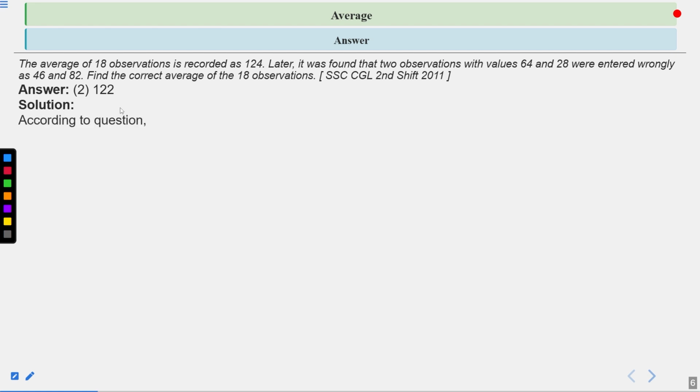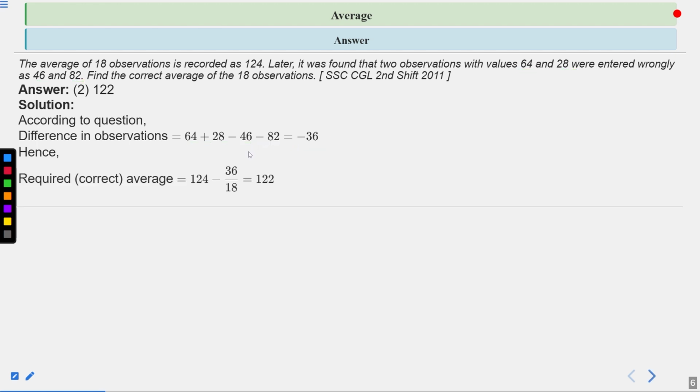So according to the question, the difference in observations arises because it should be 64 and 28 but they were wrongly entered as 46 and 82. So we subtract 46 and 82 and we need to add 64 and 28. When we take the difference, which is minus 36, what does it mean? It means 36 was added extra in our observations.